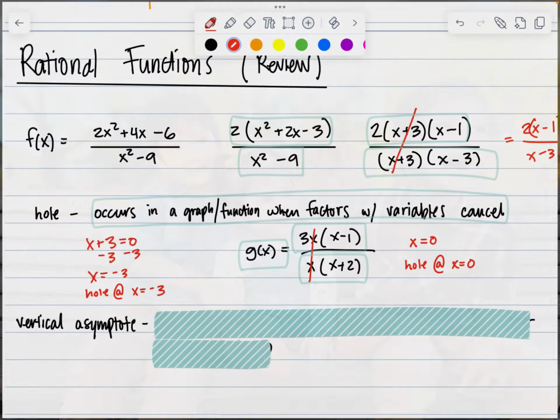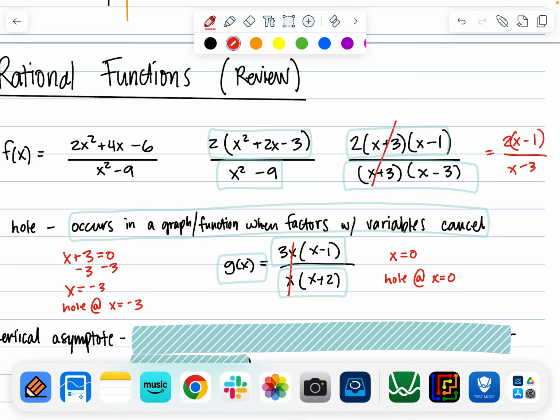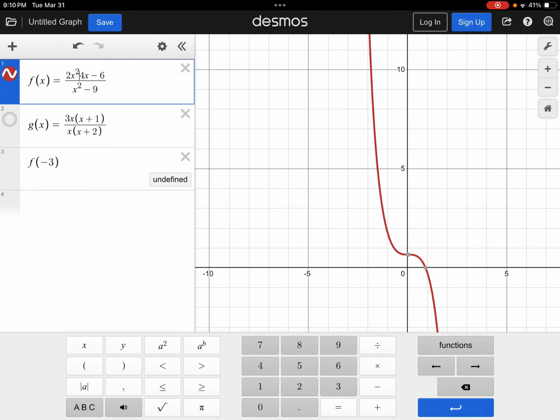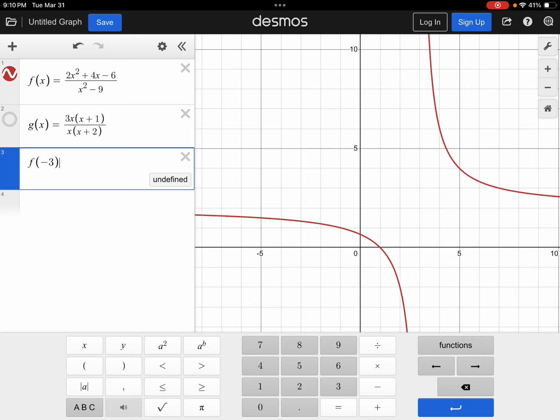Let's check. Yeah, x minus 3. Oh, I wrote this wrong. Let's change it. 2x squared plus 4x. That's supposed to be a plus. There you go. And this is still undefined.